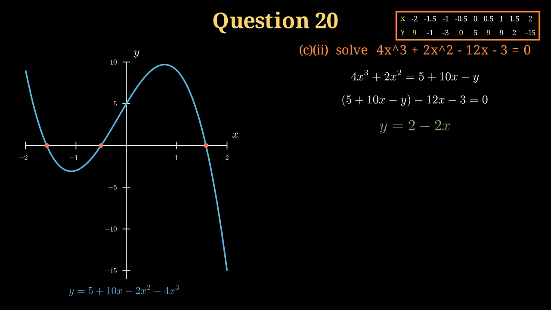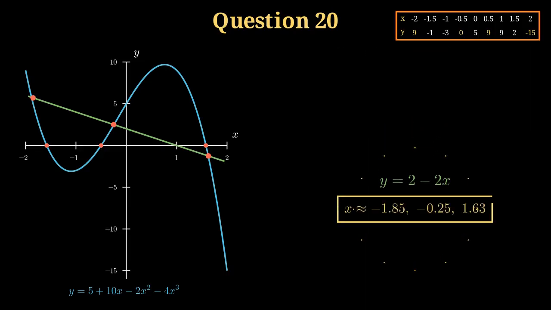So we draw this straight line on the same axes, and wherever it meets the curve gives the solutions we want. Here is the line y equals 2 minus 2x, drawn right across the grid. The line crosses the curve at 3 points. Reading the x value straight down to the axis gives our answers.